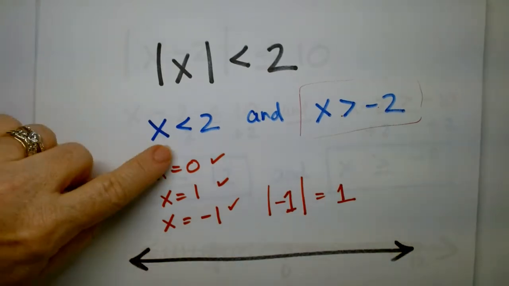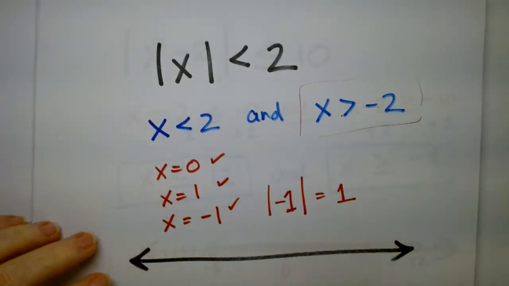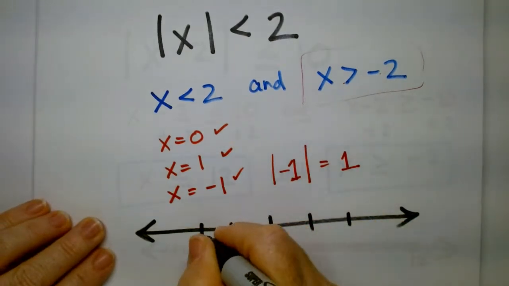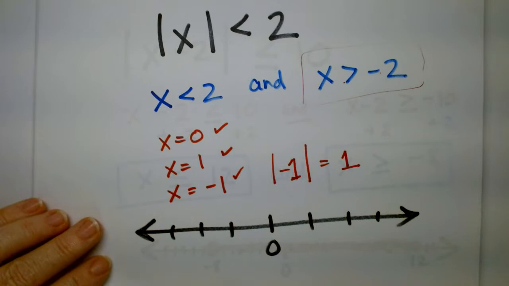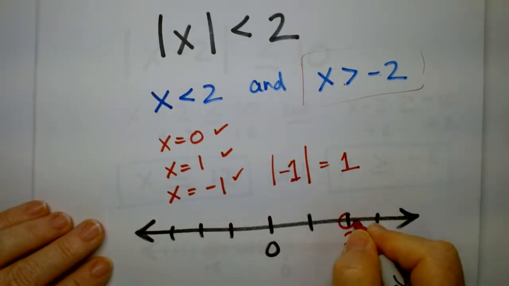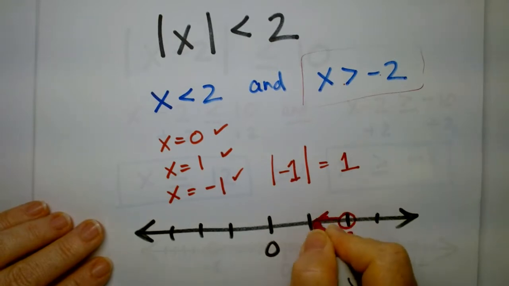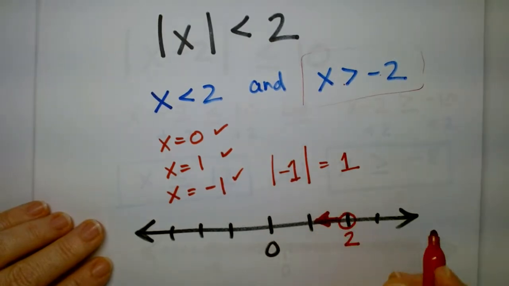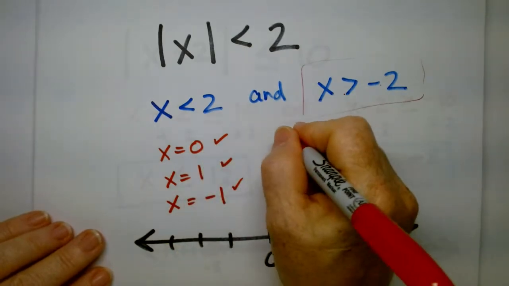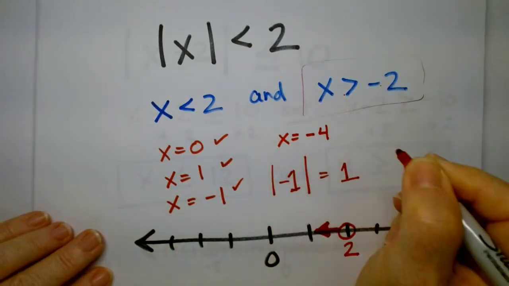Okay, if we just look at this one, x is less than 2. Let me put some points in here: 0, 1, 2, and -1, -2. Okay. So x is less than 2. Here's 2. And we say, well, it can be anything less than that, right? That'll work.